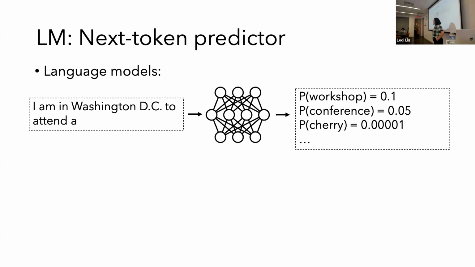Language models are just next token predictors. For example, given a sequence, I am in Washington, DC to attend the, the language model will output the probability of the next token. The probability of workshop could be 0.1, conference could be 0.05, and cherry is very low because it's a grammatically incorrect answer.